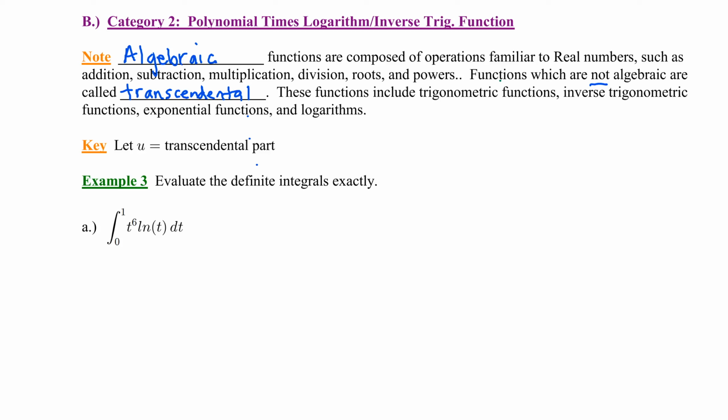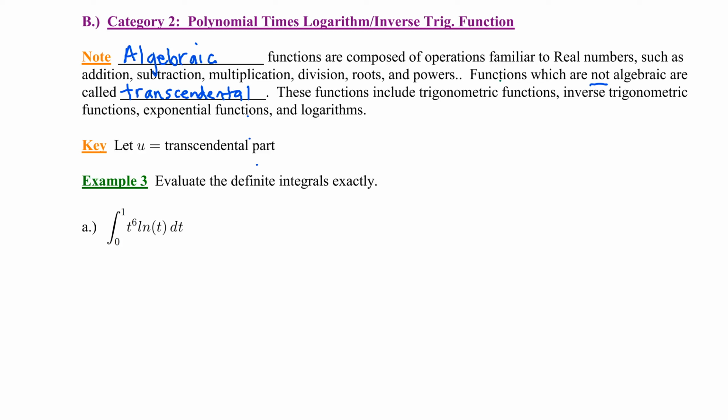So for the case in which the integrand is a polynomial function times either a logarithm or an inverse trig function, we're going to choose u to be the transcendental part of the integrand. So let's give this a try on example 3. We're going to evaluate the definite integrals exactly.